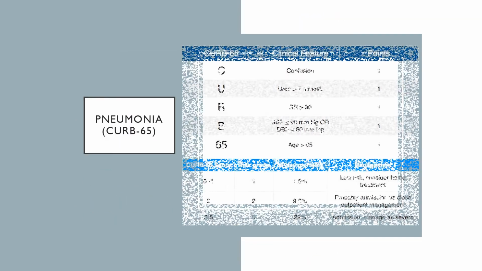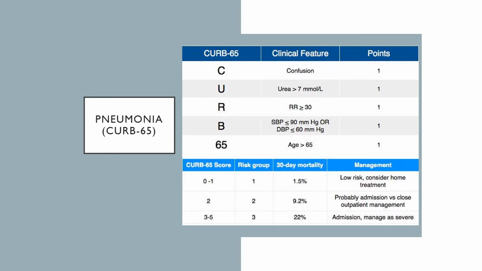For pneumonia, there is the CURB-65 score, which assigns a point to confusion, BUN, respiratory rate, blood pressure, and age greater than 65 to determine a score which can help determine whether the patient should be admitted or if they can go home. A score of 2 or greater indicates that the patient should be admitted for treatment.